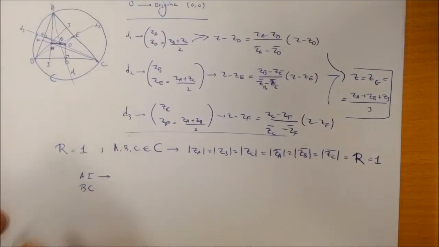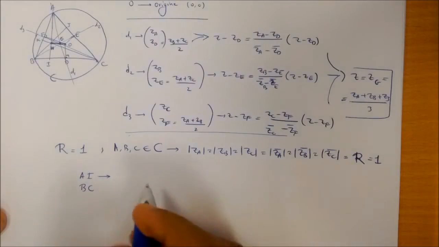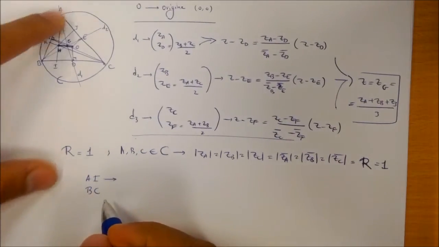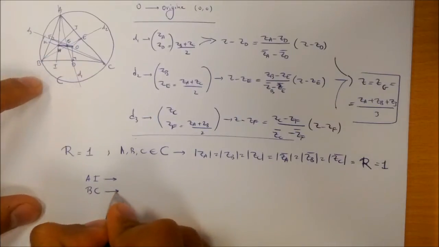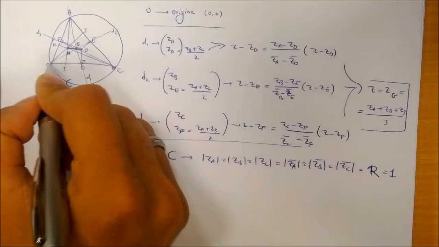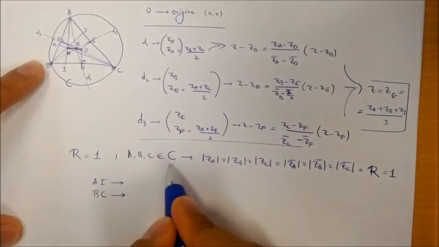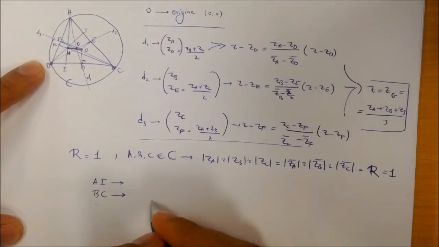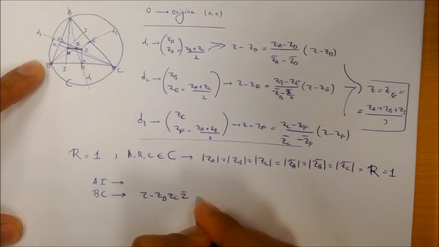As we know, the equation of the line which passes through the points A and B and C, due to the fact that B and C belong to the unit circle, we can describe the equation of the line BC as Z minus ZB ZC Z bar equal to ZB plus ZC.